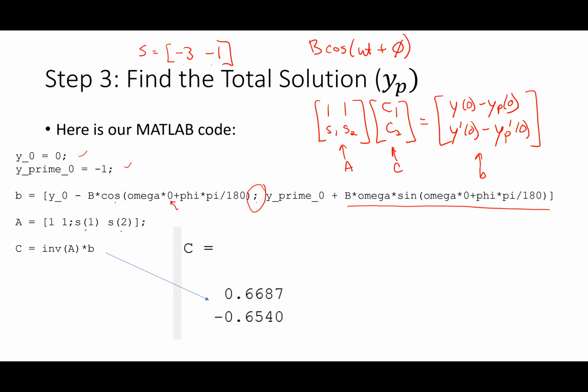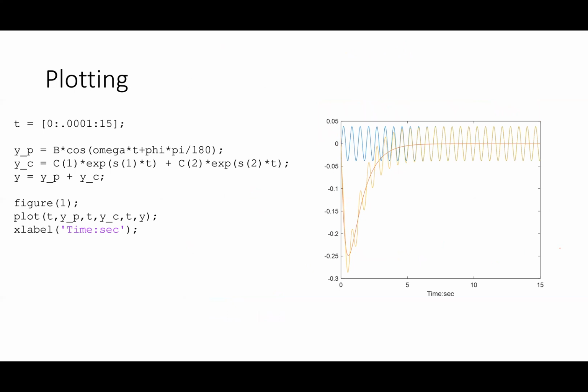All right, so by the time this is done, I have that yc of t is equal to 0.6687 e to the negative 3t, right? Because S1 was minus 3. And that's then minus 0.6540 e to the negative t for t greater than or equal to 0. That is now my final transient response. So I've got to put all those together to make the final plot.